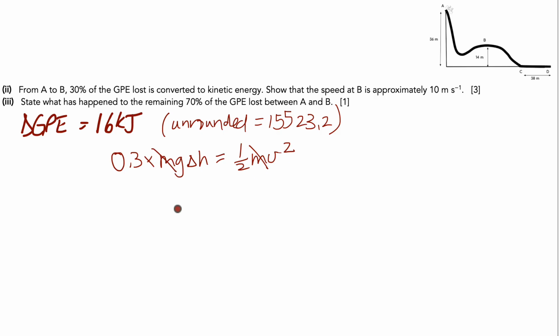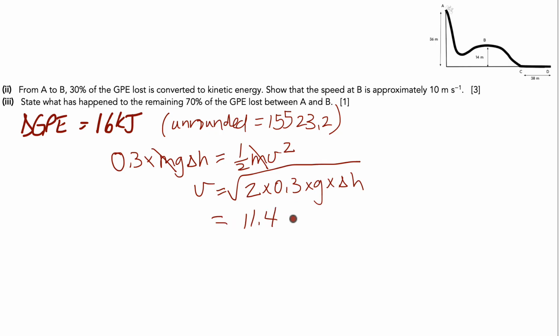Now if I'm going to rearrange for v, I'm going to have to take this 1/2 to the other side, so that becomes 2 times 0.3 times g times delta h, and I'm going to get rid of that square. Picking up my handy dandy calculator, I get 11.4 meters per second. Now remember, I kept the extra decimal places, and now that is approximately 10 meters per second when rounded to 1 sig fig.